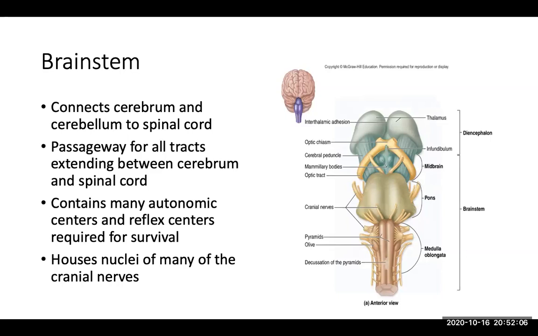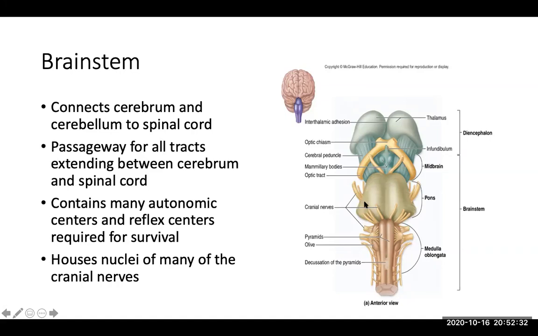The brainstem connects the cerebrum and the cerebellum to the spinal cord. The brainstem is made up of your midbrain, the pons, and the medulla oblongata. It will be the passageway for all tracts extending between your cerebrum and the spinal cord. It contains many autonomic centers and reflex centers that are required for survival, and it also houses the nuclei of many of the cranial nerves that come off of it.